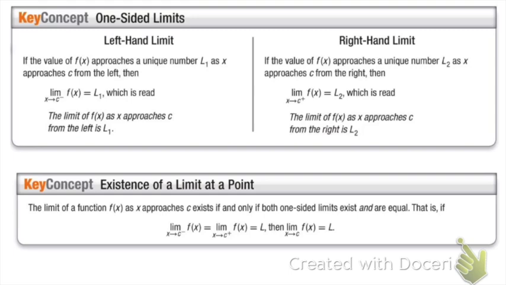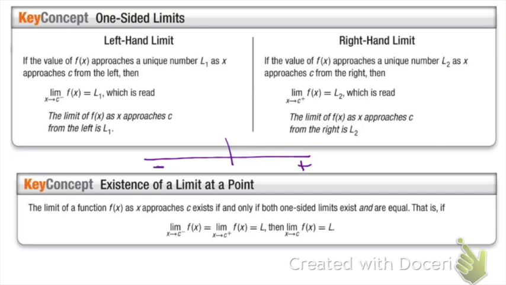Well, we can denote these. If we're doing a left-hand limit, we denote that by a negative sign. So you'll see this as the limit as x approaches c from the negative of f of x is L1. And it's read as the limit of f of x as x approaches c from the left is L1. And if you think about this, on a number line, our negatives are on the left, our positives on the right, and this is why we use this notation. For a right-hand limit, we're going to use a plus sign. If the value of f(x) approaches the unique number L2 as x approaches c from the right, then we show the limit as x approaches c plus of f of x is L2.